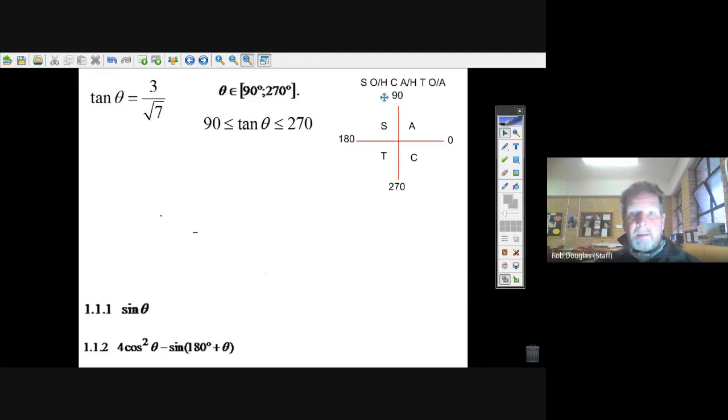We know that theta is between 90 and 270 degrees, so it's somewhere in these two quadrants. But tangent theta is 3 divided by root 7, and that's a positive number. Tangent is positive, but the angle lies between 90 and 270, so the angle must lie in the third quadrant. And so you draw a picture like this.